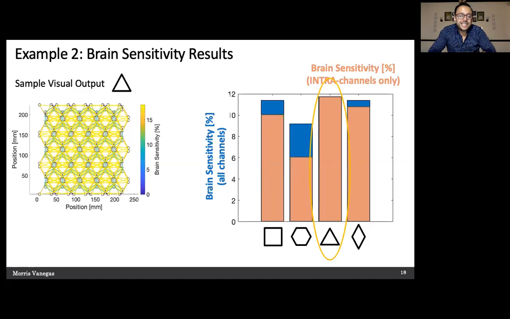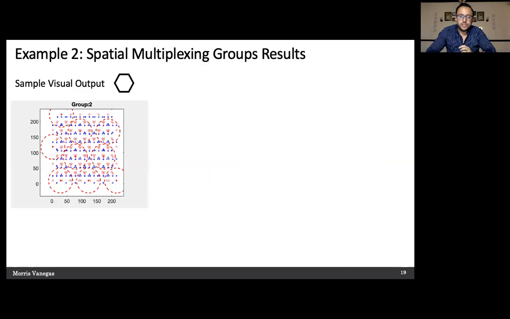Now, this is not the case for the triangle-based probe. For the triangle-based probe, the use of intermodule channels has very little effect on the probe's overall brain sensitivity. And thus a possible recommendation would be to simply use only intramodule channels for a higher sampling rate when working with this particular probe. This GIF shows the first 10 spatial multiplexing groups of the hexagon module-based probe.